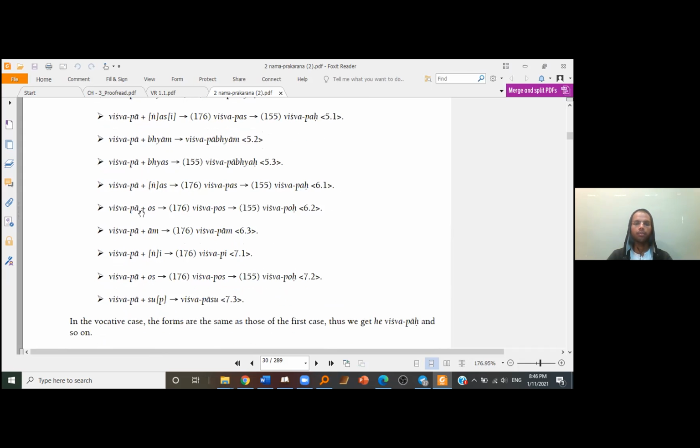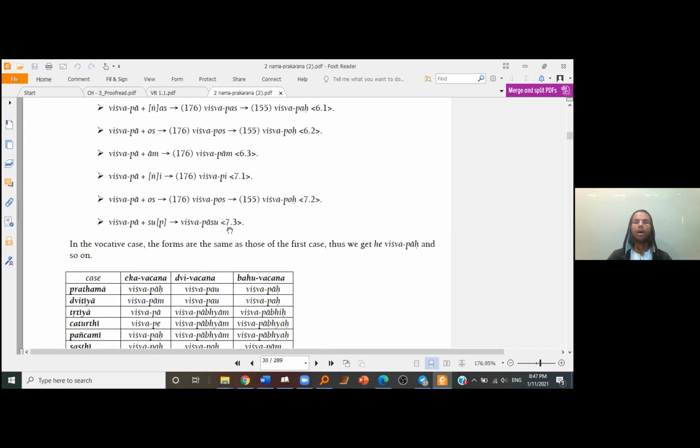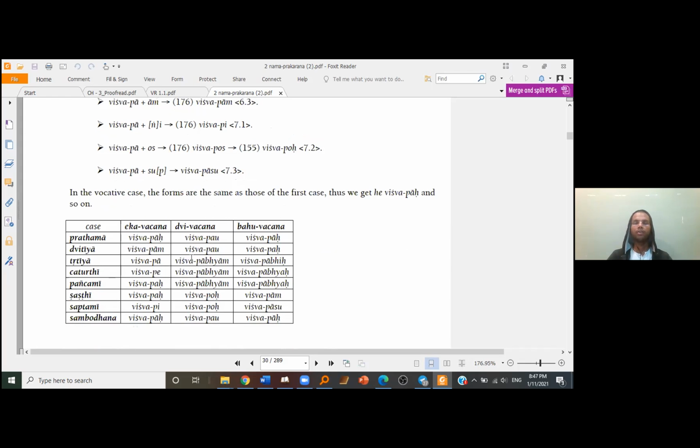Same thing, Vishwapaha. Then Vishwapoh, Vishwapam. In this case also, A is deleted because this is Yadu Sarveshware. Then Vishwapi. Again, Yadu Sarveshware are deleted. Vishwapoho, and this is Vishwapasu. So the full declension: Vishwapa, Vishwapo, Vishwapah, Vishwapam, Vishwapau, Vishwapah, Vishwapa, Vishwapabhyam, Vishwapabhi, Vishwape, Vishwapabhyam, Vishwapabhyah, Vishwapah, Vishwapoho, Vishwapam, Vishwapi, Vishwapoho, Vishwapasu. And Hey Vishwapaha, Hey Vishwapahu, Hey Vishwapah. So Sambodhana follows the Prathama pattern.